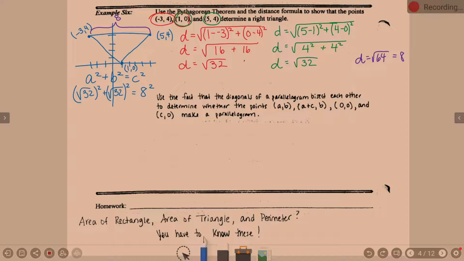So a squared plus b squared equals c squared. What happens when we square a square root? What's the square root of 32 squared? 32. Yes, remember that? When you square a square root, you just get what's there. So 32 plus 32 equals 64. Is that a true statement? Yes. 64 equals 64. And so right there, that is my proof. That is my proof it is a right triangle.